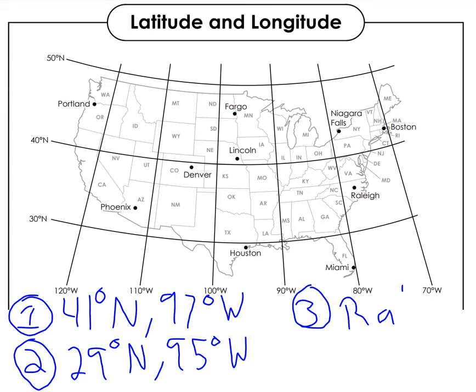And again, you may not have the same answer as everybody else when you finally post your thread, but that doesn't mean you're wrong. It's an estimate. And then for number 4, I would like you to find the latitude and longitude of Fargo.